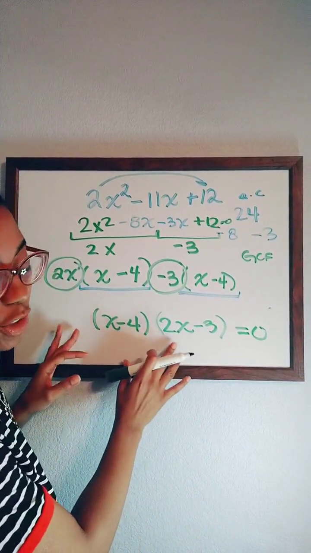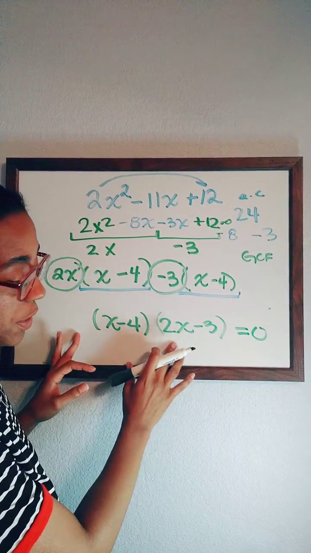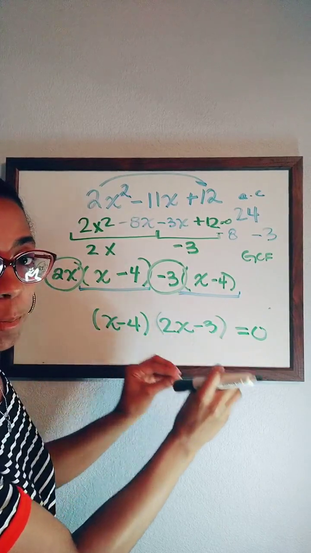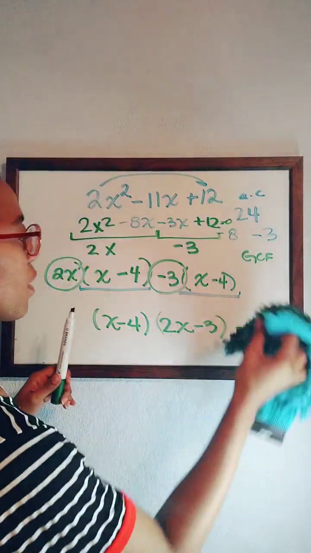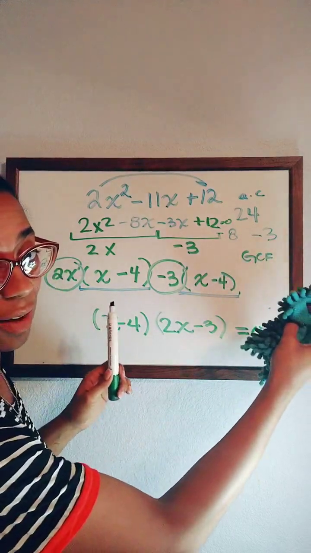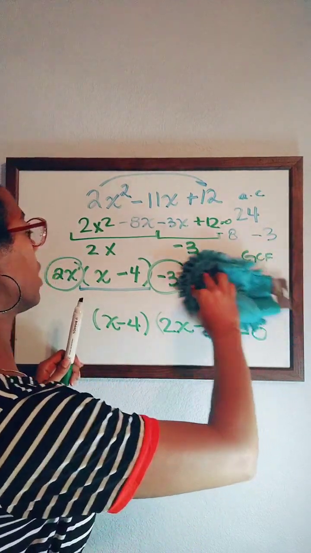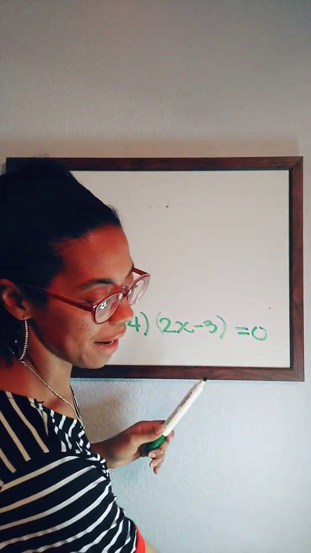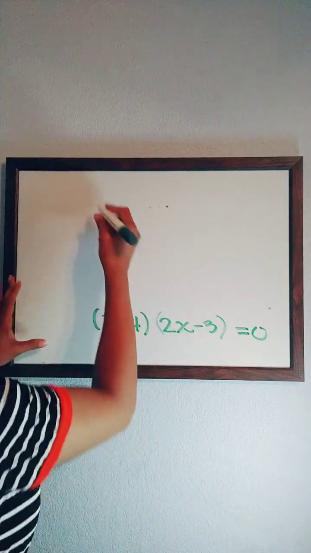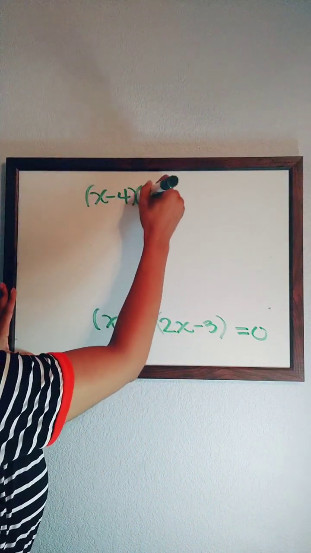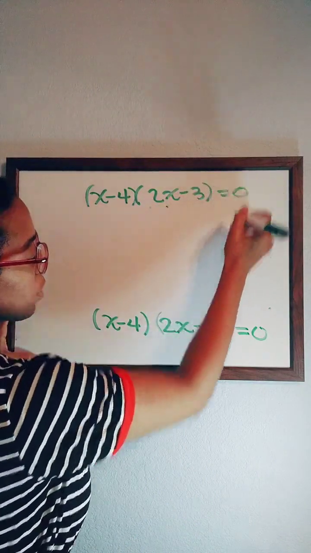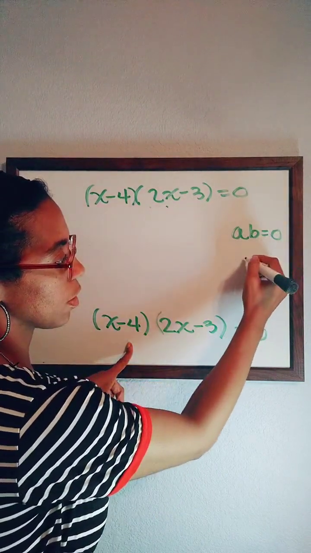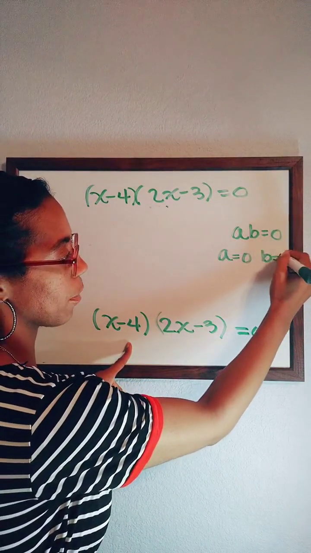The zero product rule says, when I have two factors that equal 0, I can separate them and make them both equal to 0. So I'm going to erase all of this real quick. You do this after you've already learned how to factor. So I have x minus 4 times 2x minus 3 is equal to 0. Since a times b is equal to 0, I can make a equal to 0 and I can make b equal to 0.